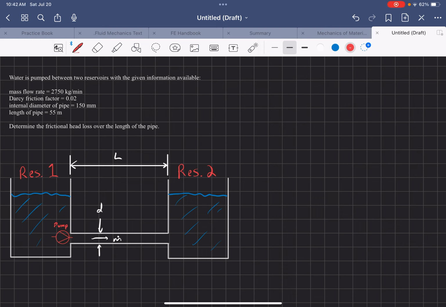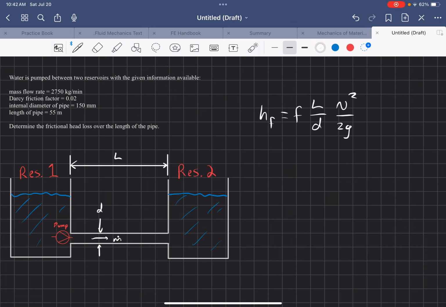Now, in order to determine frictional head loss, you can apply this formula, where the major frictional loss is equal to the Darcy friction factor times the length divided by the diameter times the velocity squared divided by 2g. This velocity squared over 2g term is also known as a velocity head.